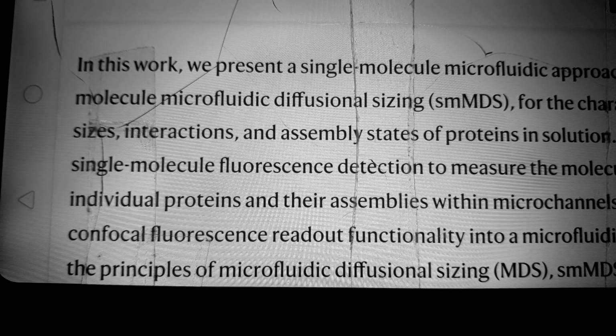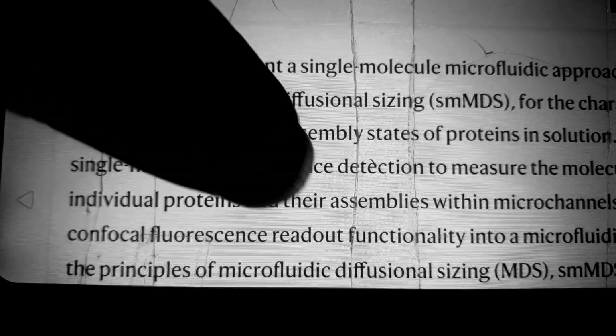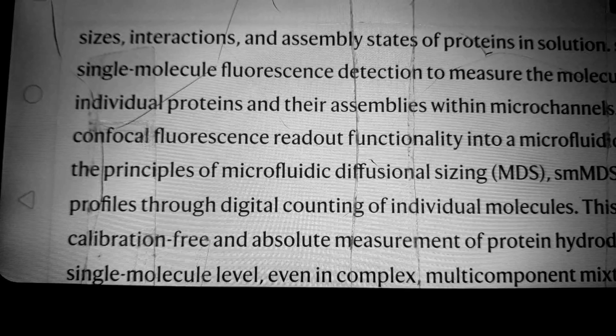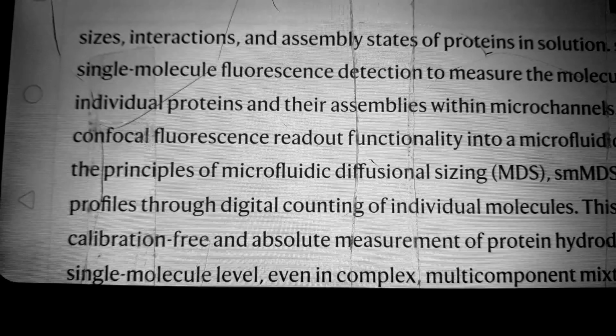In this work, we present a single molecule microfluidic approach termed single molecule microfluidic diffusional sizing, SMMDS, for the characterization of the sizes, interactions, and assembly states of proteins in solution. SMMDS utilizes single molecule fluorescence detection to measure the molecular diffusivity of individual proteins and their assemblies within microchannels by incorporating a confocal fluorescence readout functionality into a microfluidic platform based on the principles of microfluidic diffusional sizing, MDS.